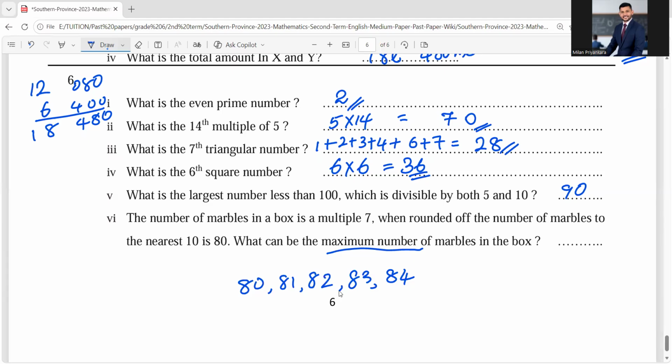Can you divide by 7? Let's try with the maximum one, 84. Let's see whether we can divide this by 7. So how many sevens? 1. 1 into 7 is 7. 1 remains. You take 14. Okay, 2. Now you see 84 is divisible by 7. That means it is a multiple of 7. Therefore, the maximum number of marbles which could be in this box is equal to 84. Okay. All right.